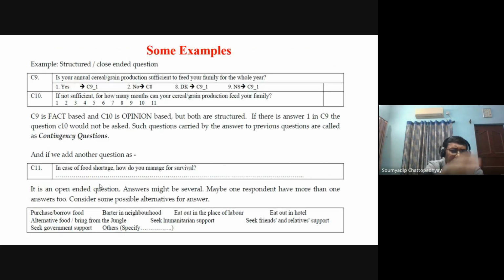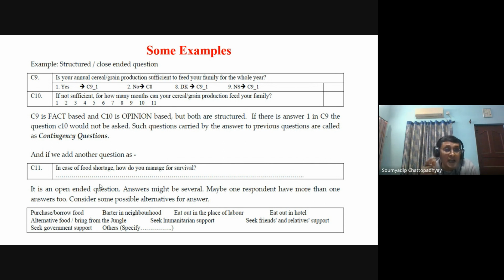Okay, this is basically some of the examples of structured or close-ended questionnaire. Now, for example, suppose you are doing a study on life and livelihoods of the villagers. One typical or hypothetical question could be: is your annual cereal or grain production sufficient to feed your family for the whole year? The answers to this particular question could be as follows.